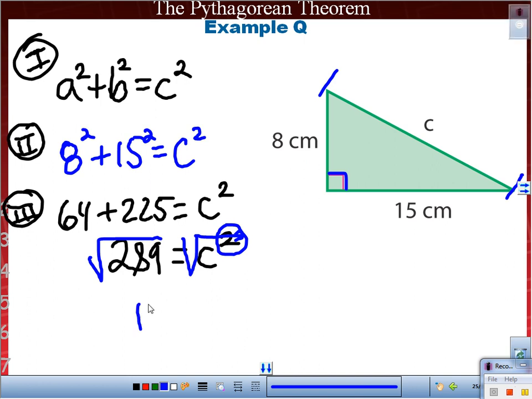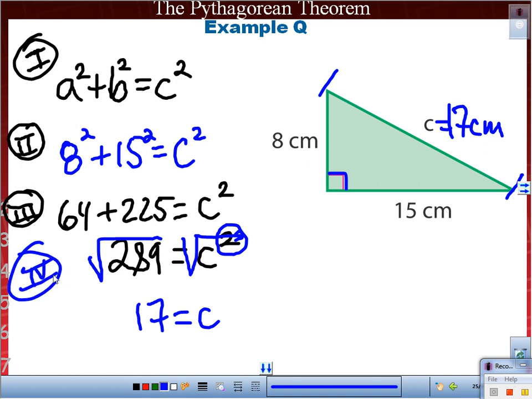Square root of 289 is 17. So c equals 17 centimeters. So that was step 4. So do you have your process done? Yes. 1, write your Pythagorean theorem. 2, substitute. 3, simplify. And 4, solve.